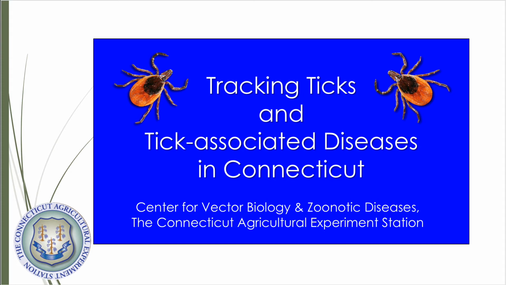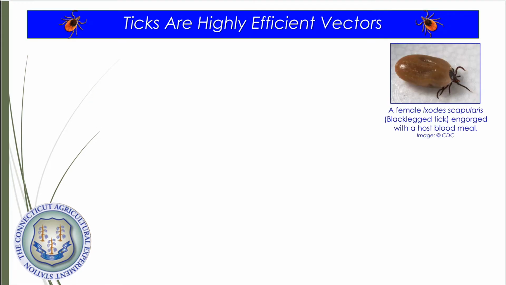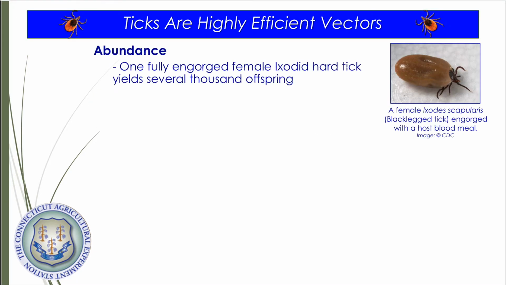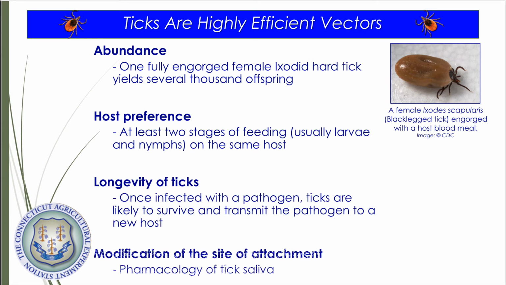Ticks and tick-borne diseases are increasingly becoming a major health concern for humans, domesticated animals, and livestock. Disease cases from infected ticks, mosquitoes, and fleas have tripled in 13 years, and greater than 80% of these disease cases are transmitted by ticks. Ticks are highly efficient vectors of disease agents because of their abundance, their host preference, longevity, and ability to modify the site of attachment.